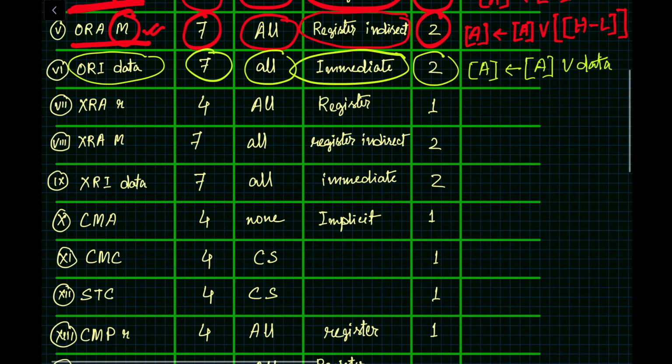Next, let us go to our 7th type of instruction. Here we have XRA R. XRA means it is the exclusive OR operation. XR means exclusive OR, and A here represents the accumulator. So we have to do the exclusive OR operation with the content of the accumulator. So there will be an exclusive OR operation between the given register data and the accumulator content.